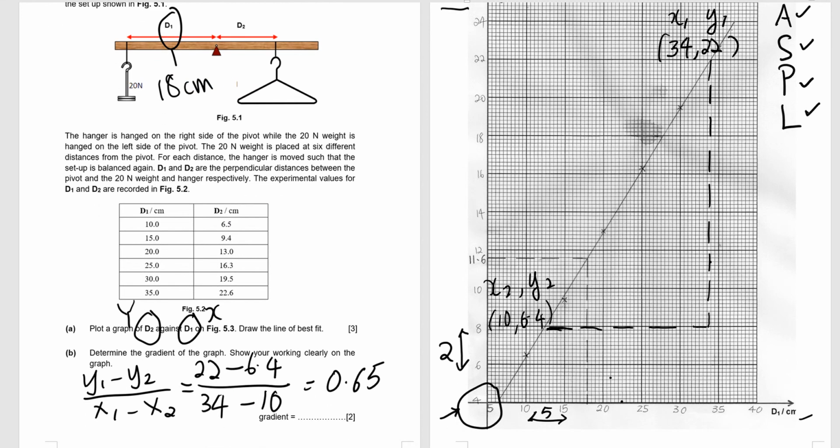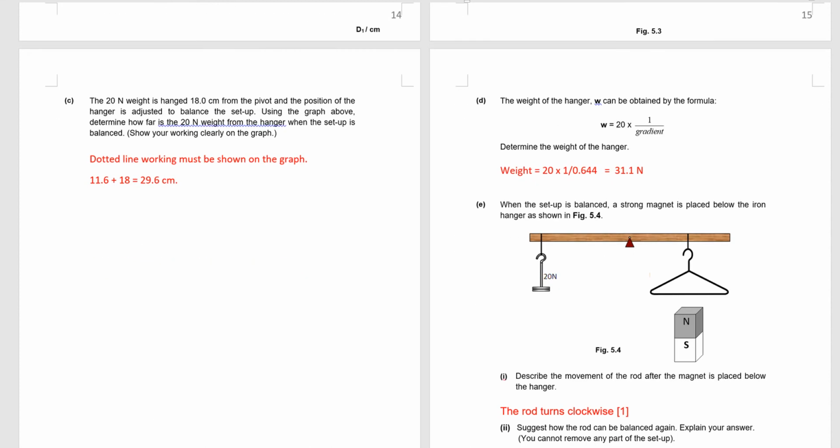So this is 18, right? This is 18. If you read carefully, this is 18. Again, I have to show my dotted line working, and then I must label the value on the graph itself. So in this case, my value is 11.6. It shouldn't vary too much for you.